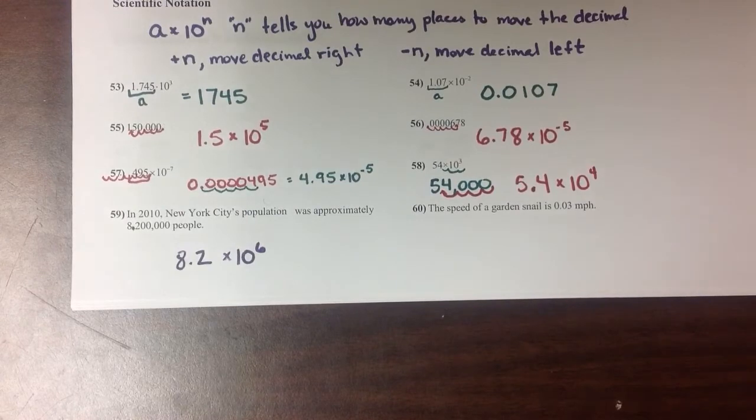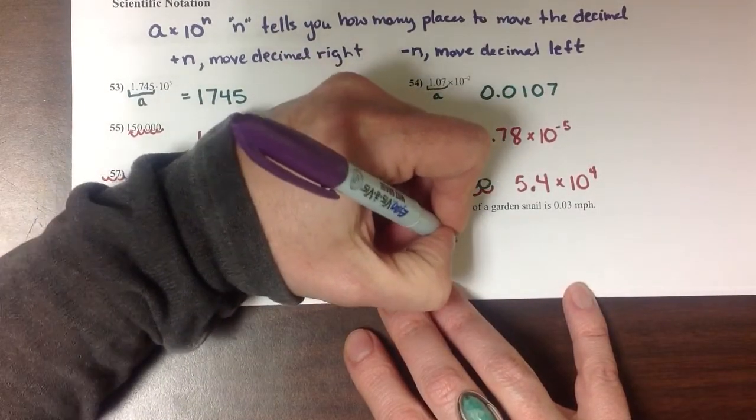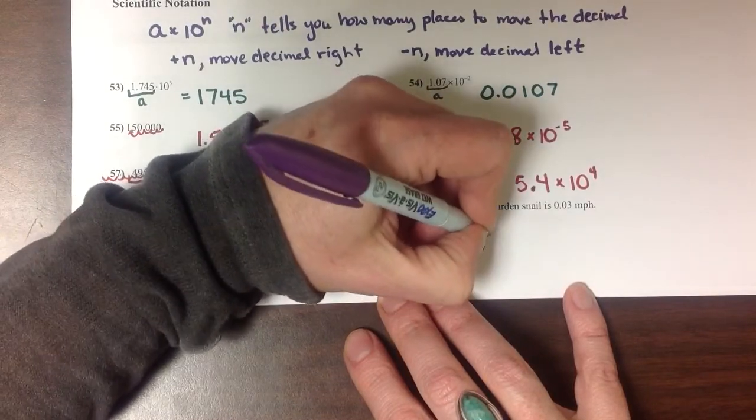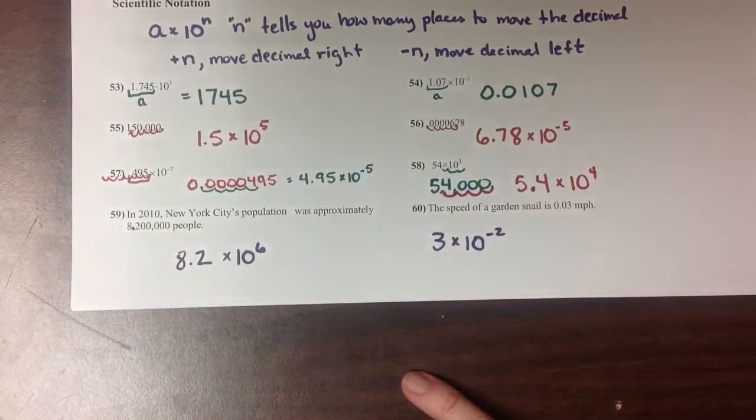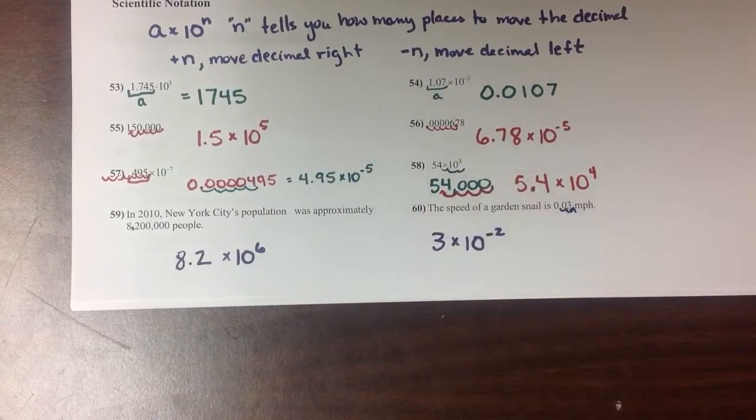Looking at the speed of a garden snail, writing 3/100 really isn't that difficult, but if this was a science class and they asked us to put it in scientific notation, we could write this as 3 times 10 to the negative 2, since I need to move my decimal 2 spots to the right in order to make this true.